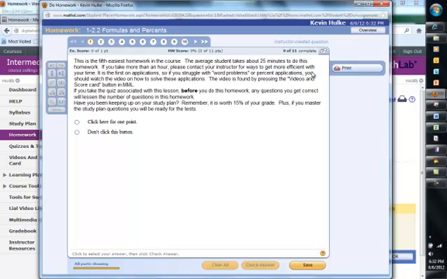It says this is the 5th easiest homework in the course. The average student takes about 25 minutes to do this homework. If you take more than an hour, please contact your instructor. It's the first section on applications. So if you struggle with word problems or percent application, you should watch the video.